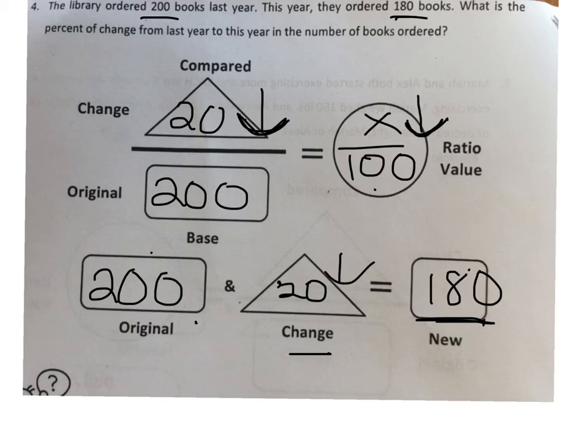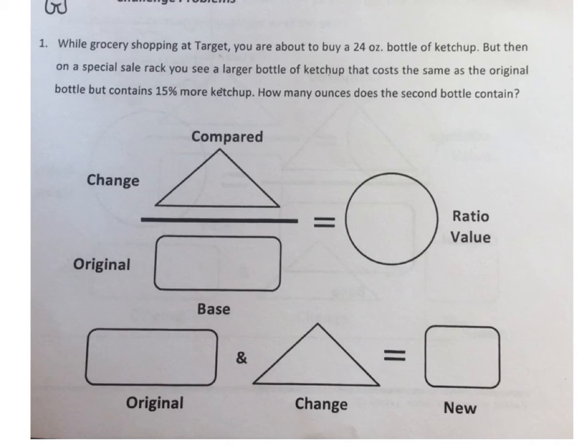You can go ahead and multiply across and divide. And you're going to get 10. But the question is asking for percent. So 10 out of 100 is a 10% decrease. Last question. While grocery shopping at Target, you are about to buy a 24-ounce bottle of ketchup. But then on a special sale rack, you see a larger bottle of ketchup that costs the same as the original bottle, but contains 15% more ketchup. How many ounces does the second bottle contain?